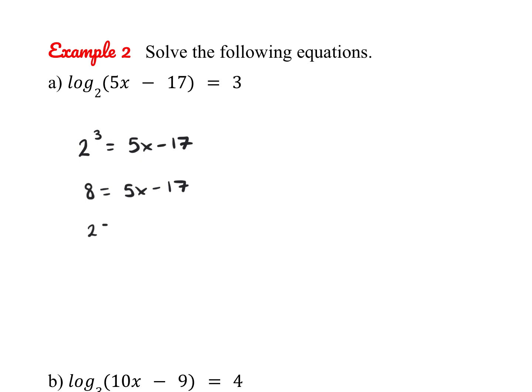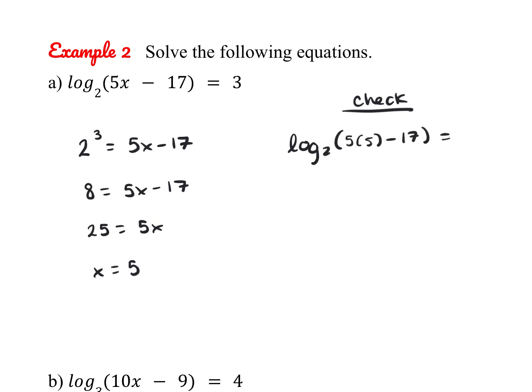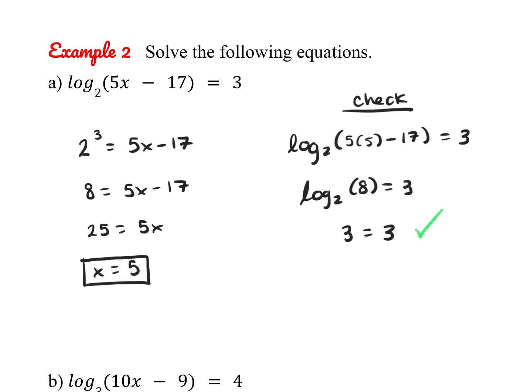solving. We have 25 equals 5x, so x equals 5, but first, before I box my answer, let's check by substituting into the original equation. So we have log base 2 of 5 times 5 minus 17, which is log base 2 of 8, equals 3. And here I know that log base 2 of 8 is equal to 3. So 3 equals 3. So x equals 5 is a solution.